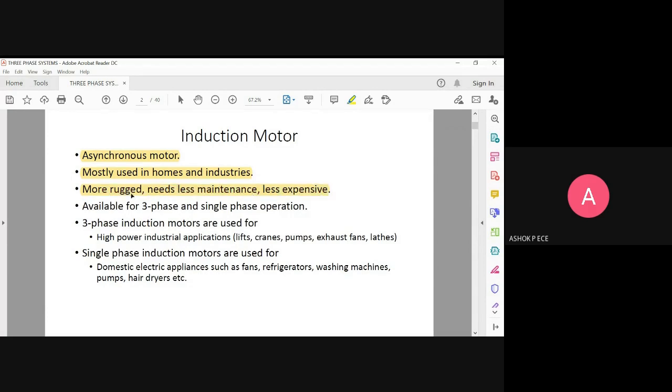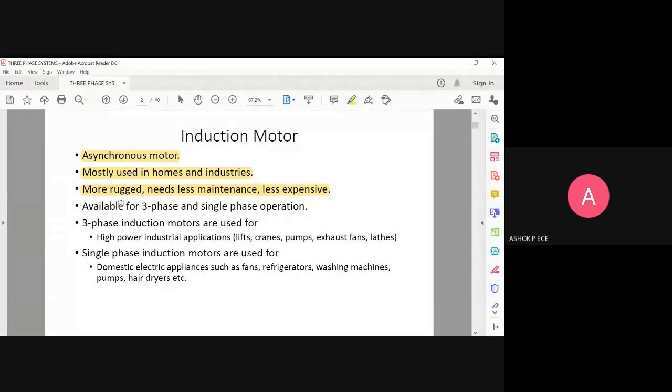Rugged means it is very, what to say, it is very strong. It will not get damaged that easily and needs less maintenance, so it is less expensive. You have both induction motor for three phase and single phase. Both the motors are available. So depending on whether you want to use it for a single phase load or a three phase load, you can use the appropriate motor.